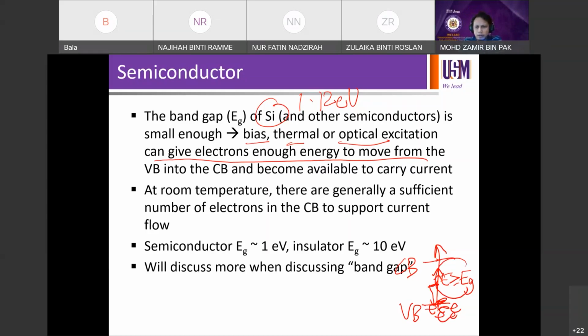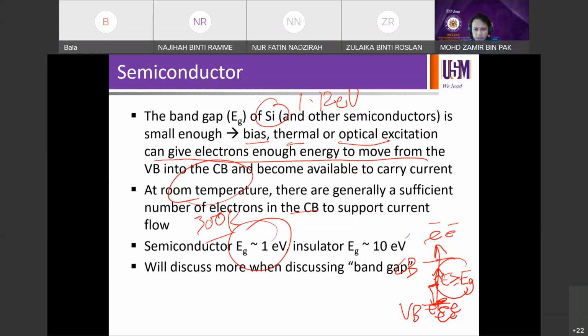So the moment they are all excited, they are free to conduct electricity and perform the conduction. At room temperature, there are generally sufficient numbers of electrons in the CB to support current conduction. So at room temperature, generally we have enough carriers or electrons to conduct. I'm going to share with you on e-learn later a video where thermal excitation is given to a silicon wafer to test its conduction, right? For semiconductor, the EG is about 1.1 or 1.0 in this case, electron volt.